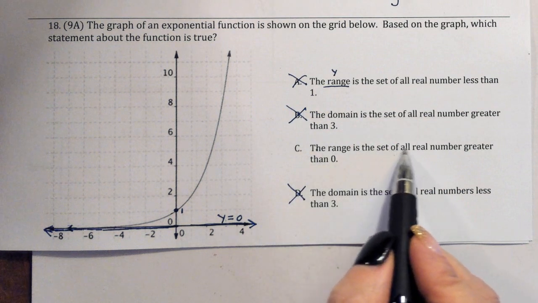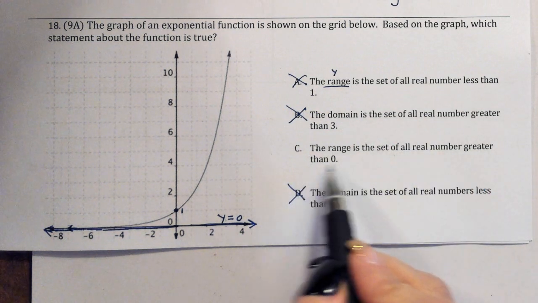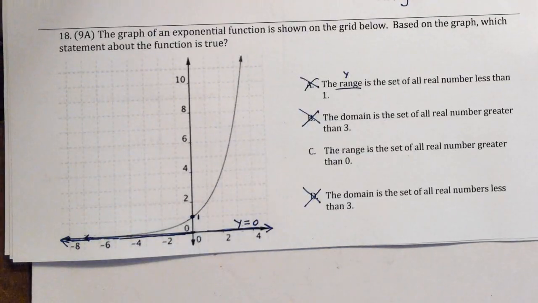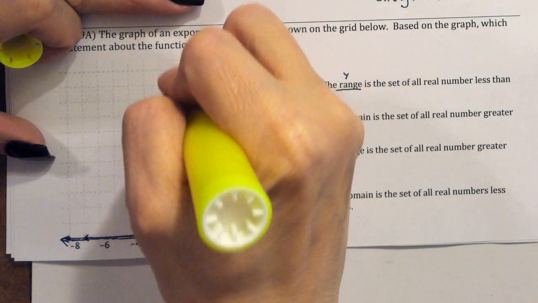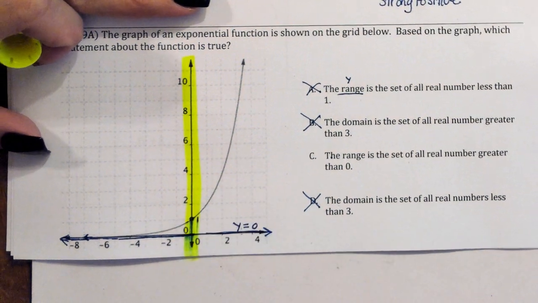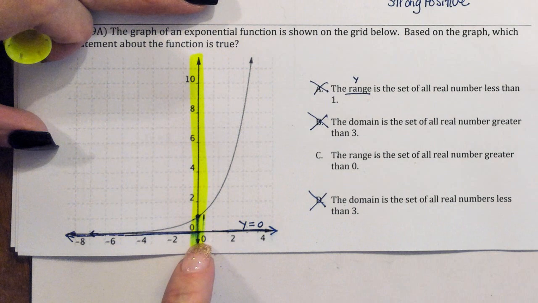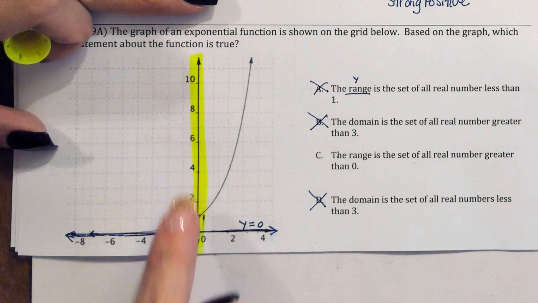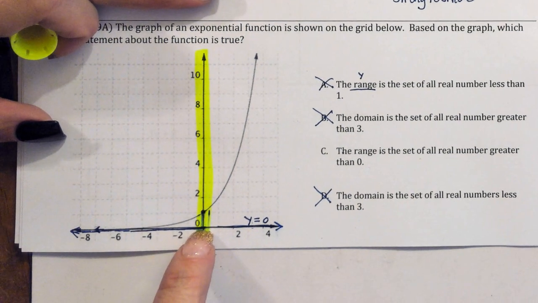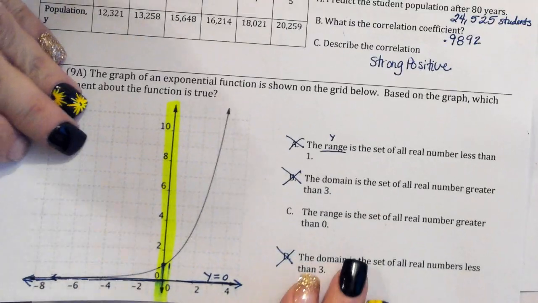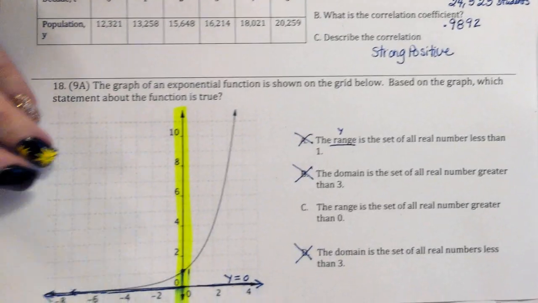The range is the set of all real numbers greater than 0. Yeah, that looks good because it's going up. I'm going to highlight it. If I look right here at the y-axis for the range, it starts here and it goes up. It's not down here. It just starts right here and goes up. And it doesn't actually equal 0. It's just, it gets really, really close to 0. All right, so we got C. All right, guys, so that includes TEK 9.